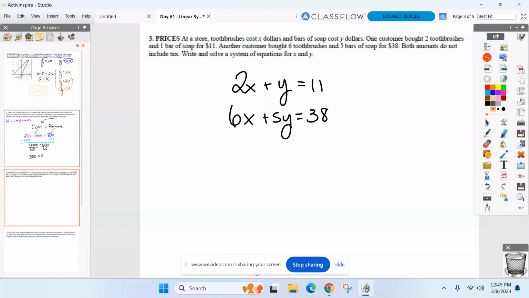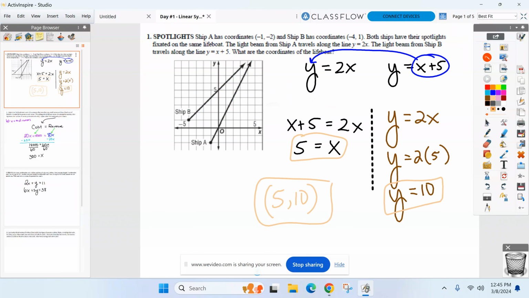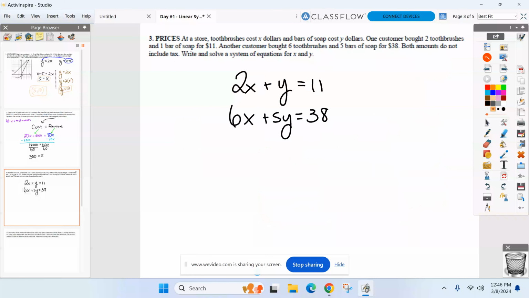Okay. A little bit different now than that first one where we could just set them equal. Well, I can't do that here. I don't have y equals. So we have another method. Anybody remember the old elimination method back in the day?